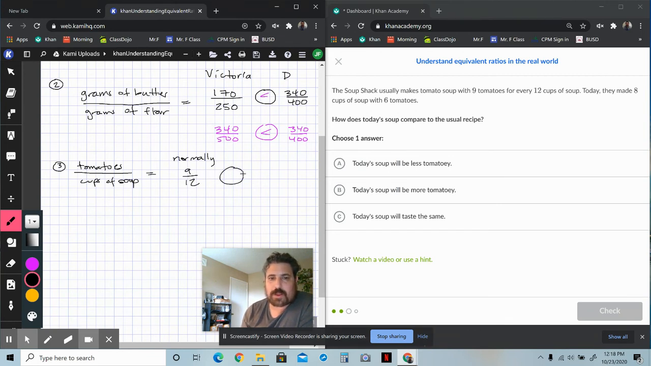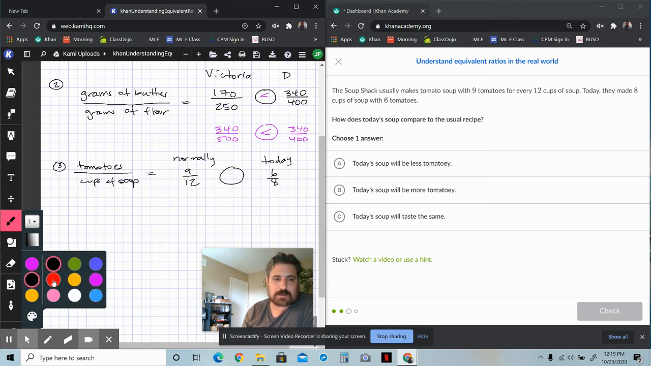But now we're going to compare it to today, and today they did something differently. So what did they do today? Well, let's write that nicer. Today, they made 8 cups of soup with 6 tomatoes. Well, they made 8 cups of soup, that goes on bottom, with 6 tomatoes, that goes on top. So you have to make sure that, remember, the cups of soup is on bottom, the tomatoes on top. So even if they change the way they write it here, or they said 8 cups of soup, doesn't mean that goes on top. You chose the category of cups of soup to be on bottom, that's what it has to be on bottom. Okay, so you got cups of soup on bottom, you got tomatoes on top.